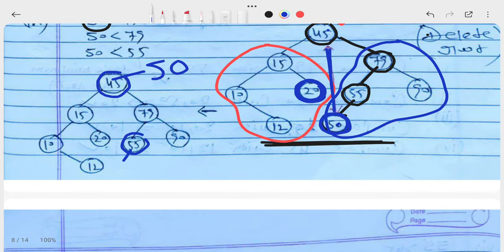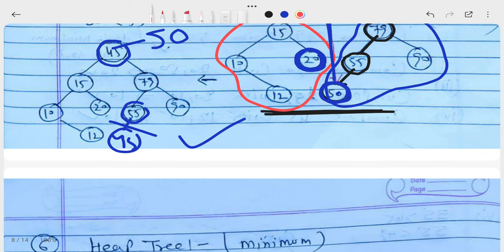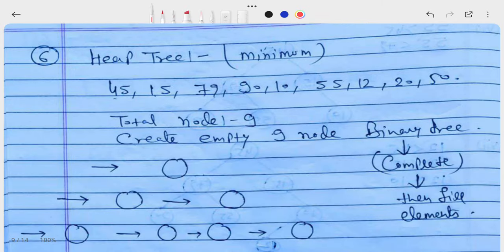So you will write 45 here. After that you will cut this one. So this is the final structure of my solution. Okay, done. Now the next question I ask, heap tree.